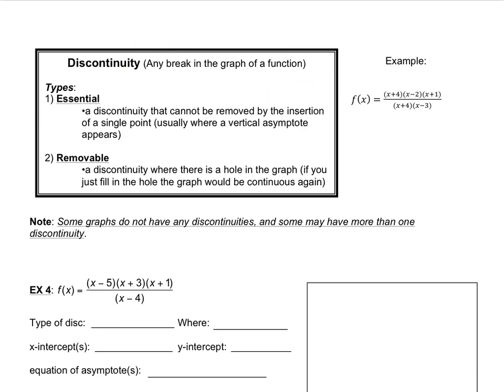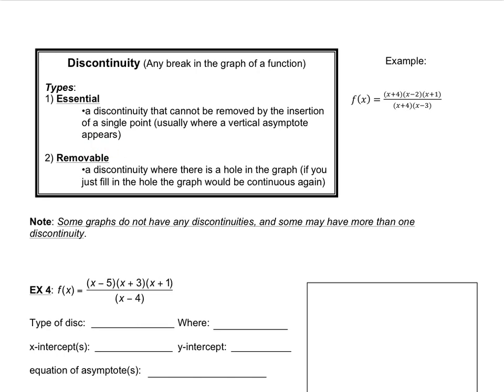The first type of discontinuity is called an essential discontinuity. It's considered essential because there's no way around it. There's no getting rid of an essential discontinuity. So it can't be removed. There's just going to be a discontinuity there.